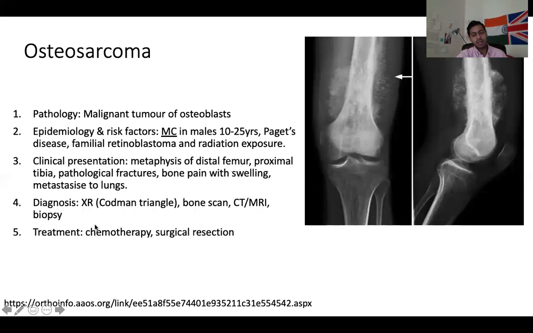Osteosarcoma, so this will be the first malignant tumor of the bone. It's the most common primary bone cancer, although some people do say that multiple myeloma is the most common, but it's widely renowned that an osteosarcoma is the most common primary bone tumor. And it's the malignant tumor of osteoblasts. As we've been mentioning all lecture long, an osteoblast is responsible for creating more bone.